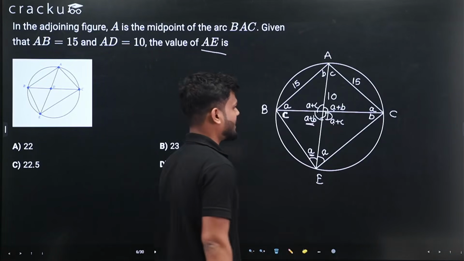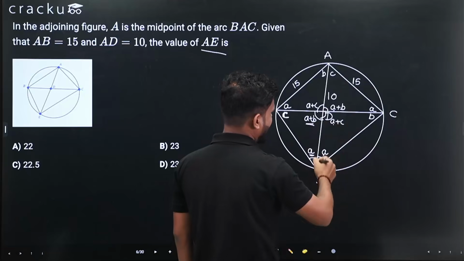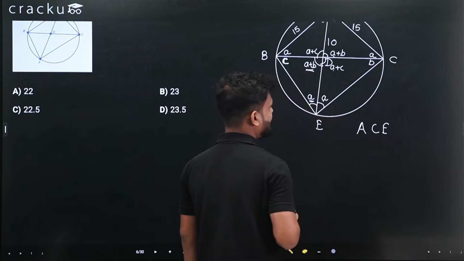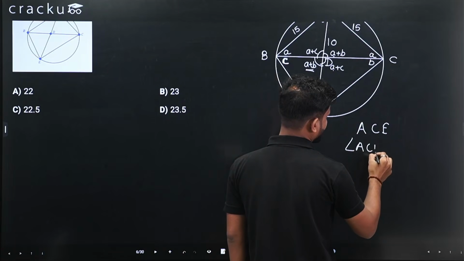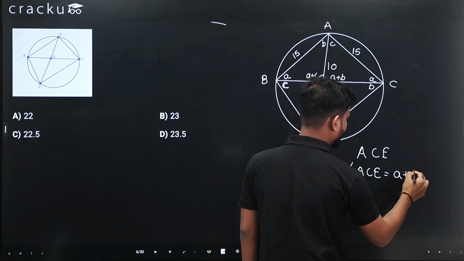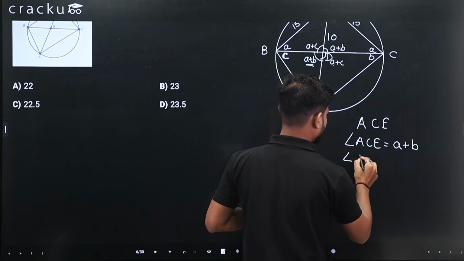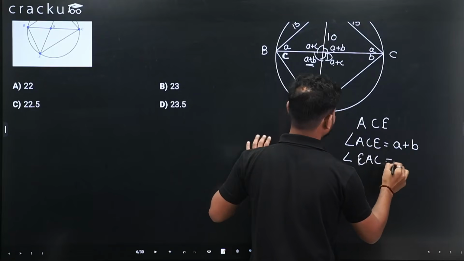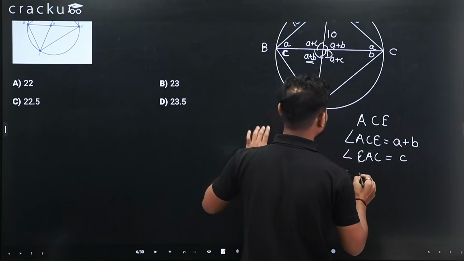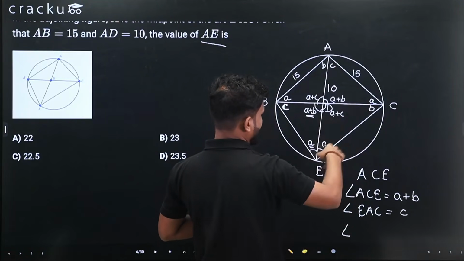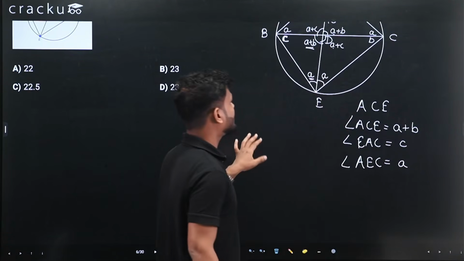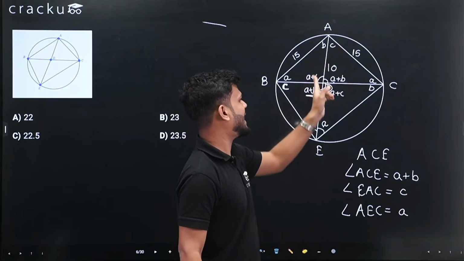So how to find the length of AE? Now look at triangle ACE. In triangle ACE, what is happening? Angle ACE is equal to A plus B, correct? Angle EAC is nothing but C, and this angle AEC is A.